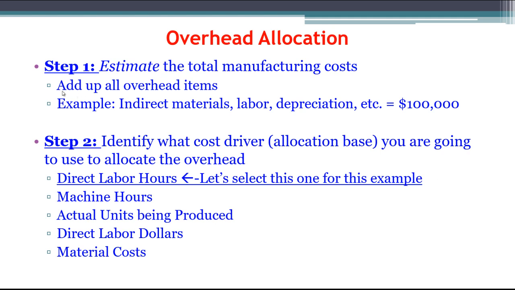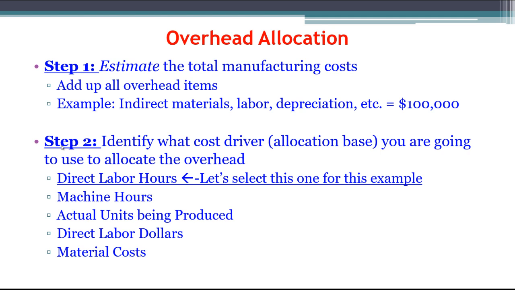So first of all, we identify what those overhead items are. What do we usually call overhead? Indirect materials, labor, depreciation, rent, all that. We add up our estimates, our budgeted amounts for those, and in this case, we're getting $100,000.